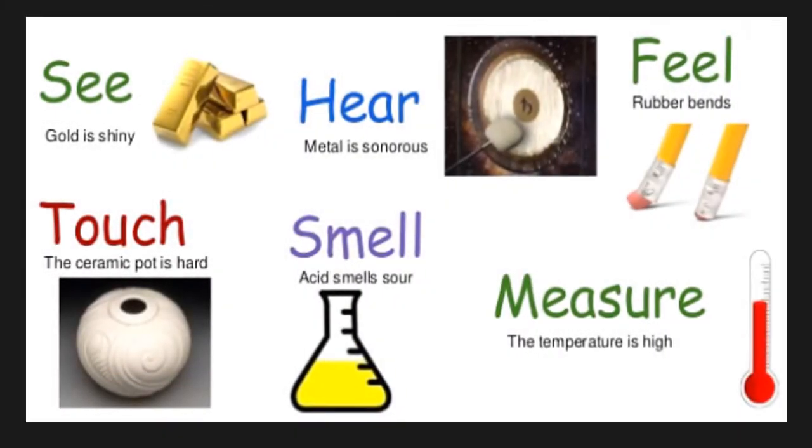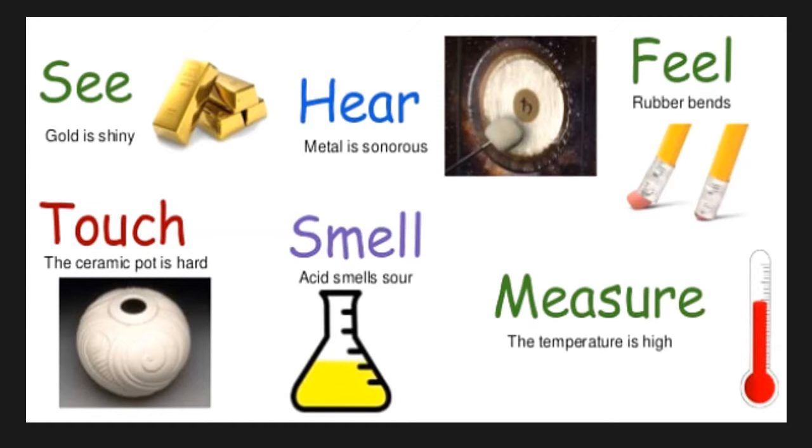For example, you can see that gold is shiny, and you can hear the sound when you bang any metal. That is the sonorous property of a metal. You can feel the rubber when it bends. You can also touch the ceramic pot and feel that it is very hard. Whenever you try to smell an acid, you feel whether it is sour or maybe sweet. So basically you can feel the smell. Similarly, you can measure the temperature, whether it is high or low. So these are the physical properties.